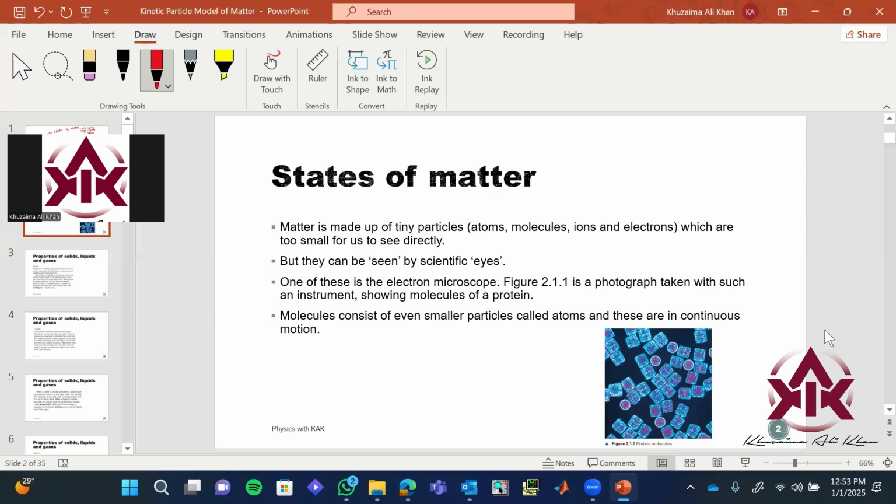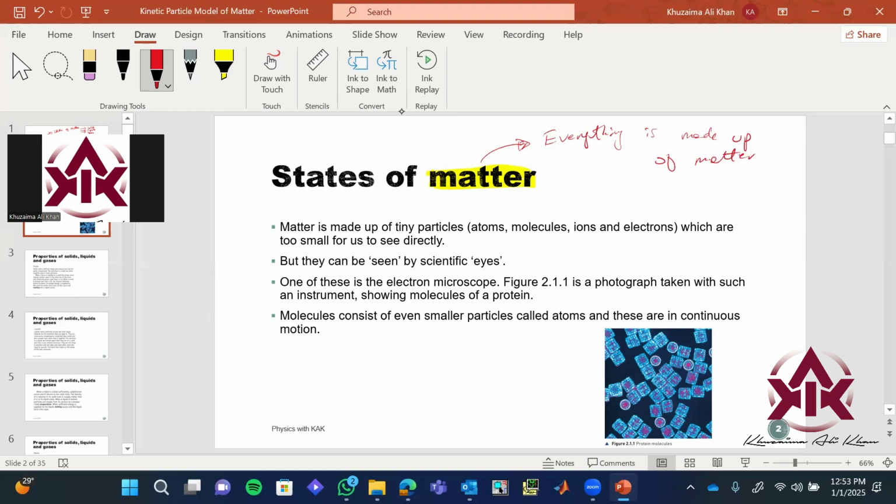First of all, what is matter? You might think about this question first. I guess we talked about this at the start, in your first chapter of chemistry. So matter is basically everything; everything is made up of matter.